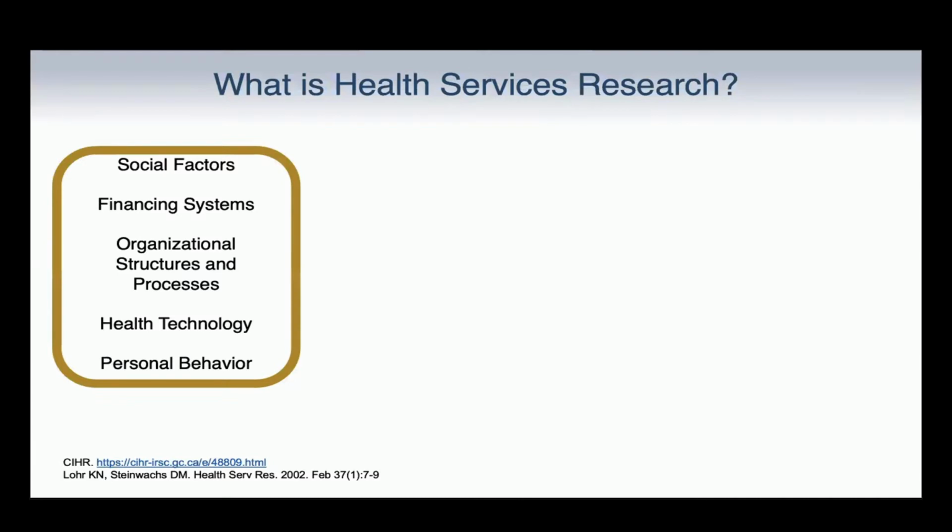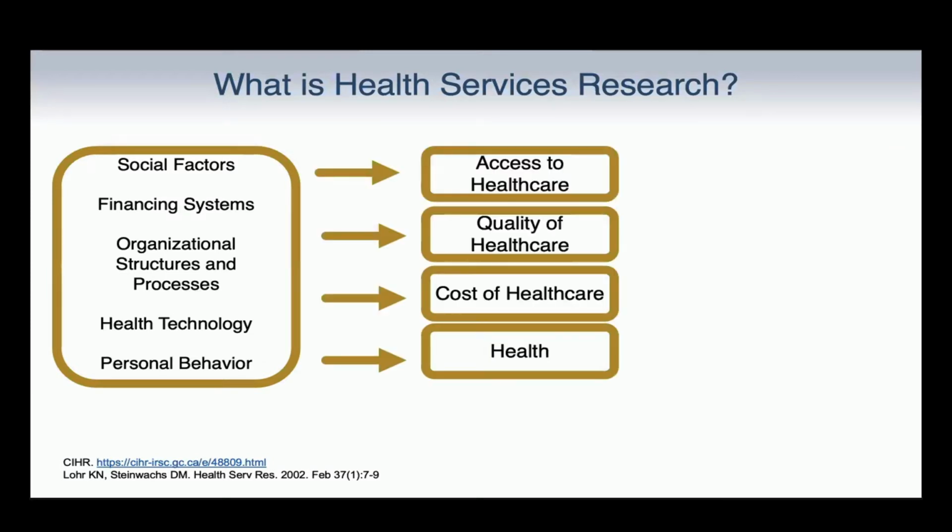So the CIHR defines it as a multidisciplinary field of scientific investigation that really studies how social factors, financing systems, organizational structures and processes, health technology, and personal behavior affect access to healthcare, quality of healthcare, cost of healthcare, and personal health and well-being itself.